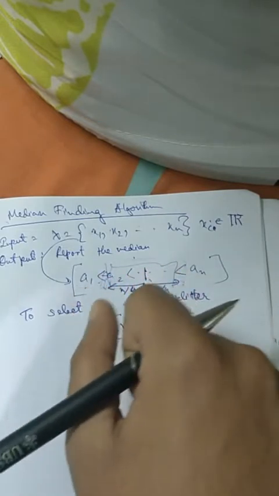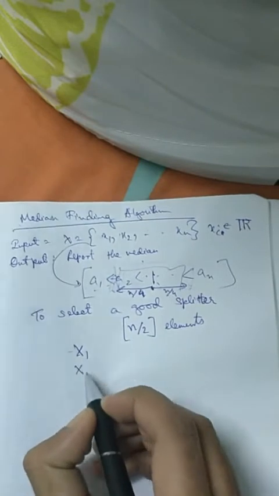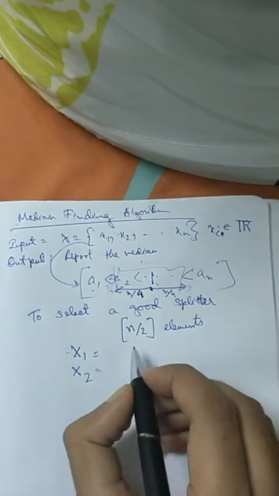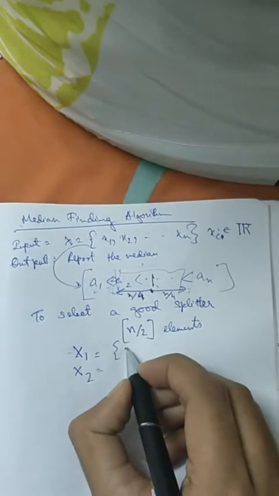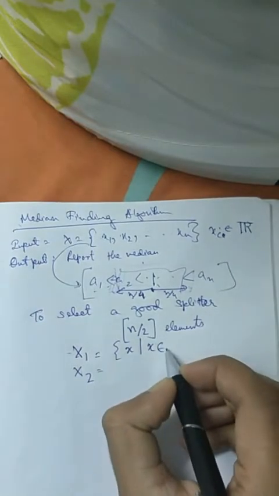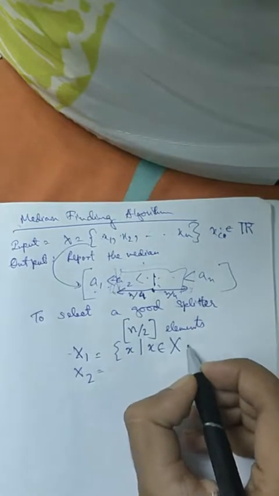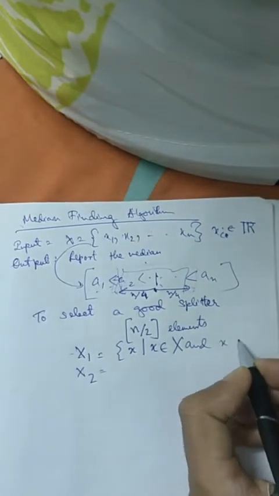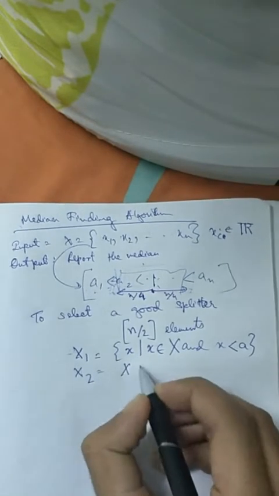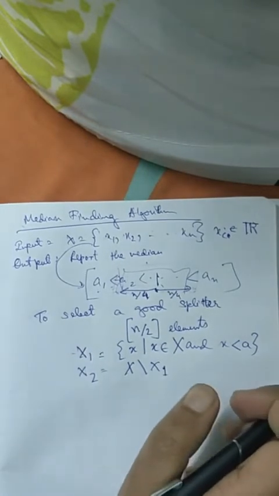So how do we check that? Basically we'll write x1 and x2 as two halves. So x1 will consist of two sets. x1 is a set of elements x such that x belongs to capital X, and x is strictly less than a, and this is x minus x1.